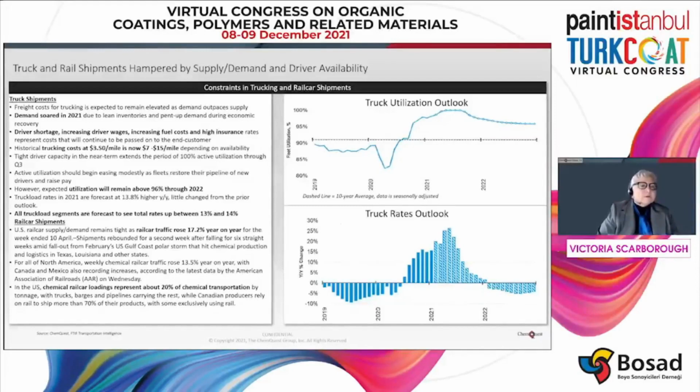And 20% in the United States of everything that we produce is handled by rail car. And so trains are up, the traffic rose 17%. And so it's just been very difficult to move product when you don't have it, basically.